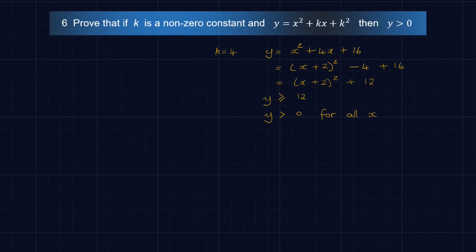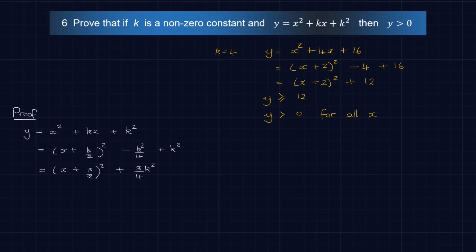Out of that, we can now see how to create a proof. We need to complete the square. So y is our quadratic. Completing the square gives this. Combine the constant terms and we have this. Hence we can say that y is greater than or equal to 3/4 of k squared, which means that y is greater than 0 for all values of x as k is not equal to 0.